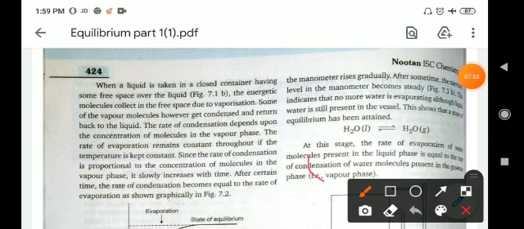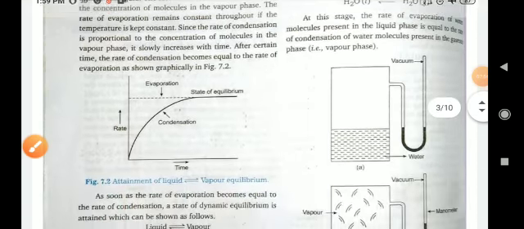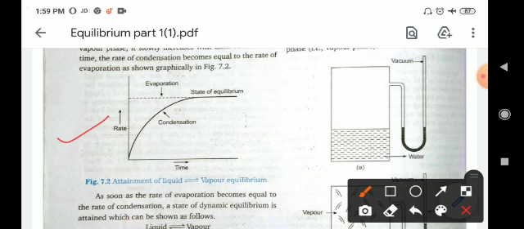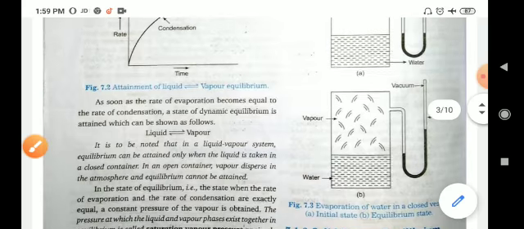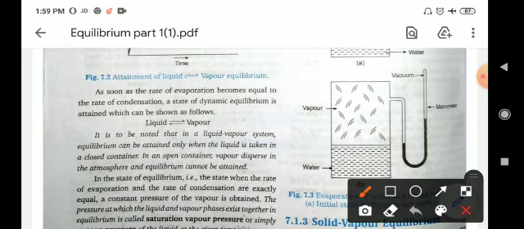Now you can see the graph here. This graph is plotted between rate and time. You can see that the evaporation and condensation rates become equal at a point. At this point, the state of equilibrium is attained. So, attainment of liquid-vapor equilibrium: as soon as the rate of evaporation becomes equal to the rate of condensation, a state of dynamic equilibrium is attained, which can be shown as liquid to vapor and vapor to liquid.